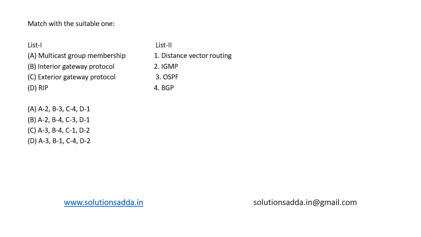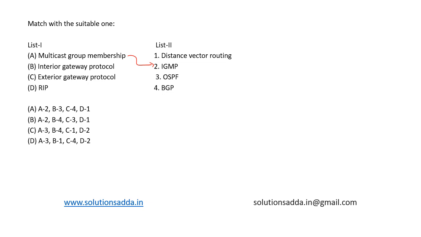This is a question from computer networks. Match with the suitable one. Two lists are given and we have to match the following. First one, multicast group membership. It is actually mapping to Internet Group Management Protocol. This Internet Group Management Protocol is a communication protocol used by hosts and adjacent routers on IPv4 networks to establish multicast group memberships. So IGMP is an integral part of IP multicast.